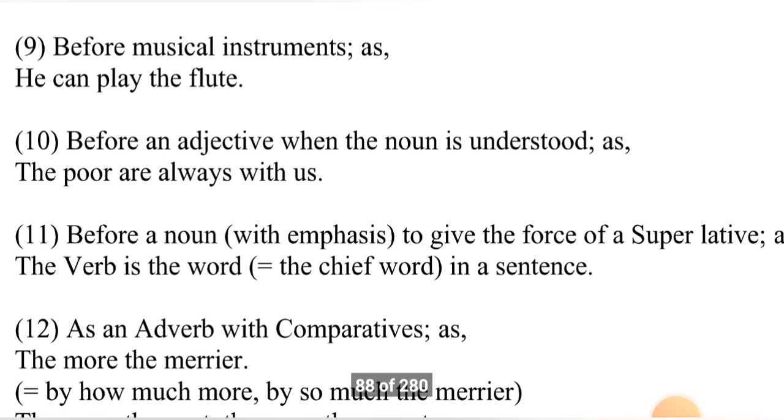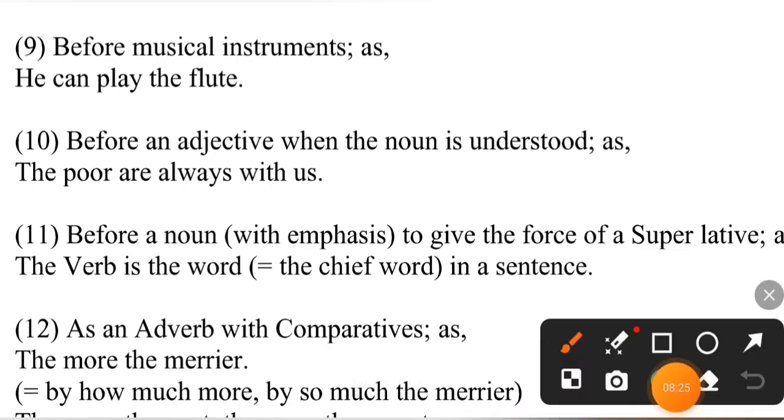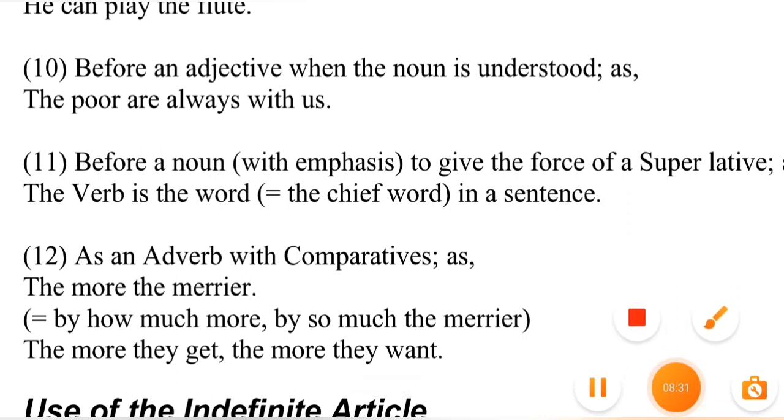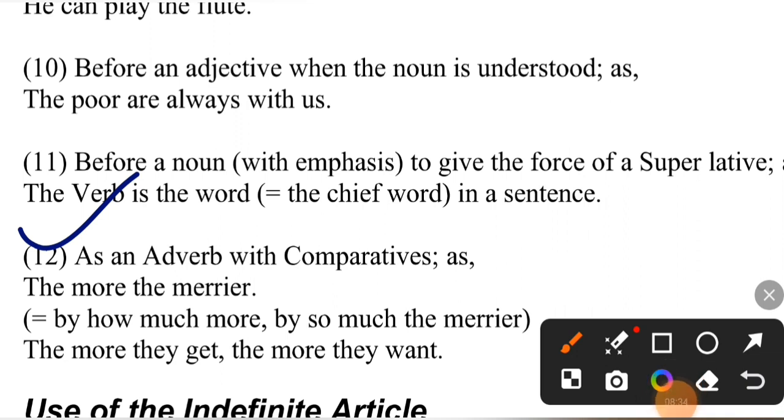Next, before a noun, to give the force of a superlative, as the verb is the word in a sentence. Next, as an adverb with comparatives, as in the more the merrier. It means more and merrier are adjectives, and we use here the definite article the, and the is not only an article here, it is working as an adverb. Yes, we can say it is an adverb here.